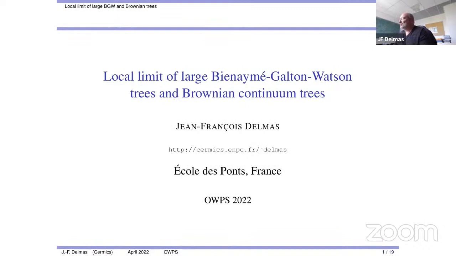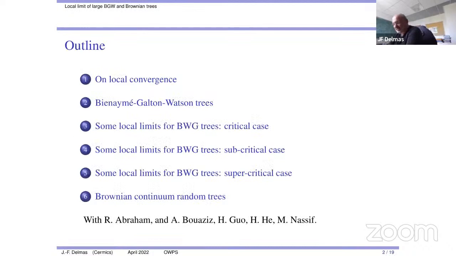Okay, so I will present a kind of survey on the Galton-Watson trees conditioned to be large, and we will see all the different possibilities and in a sense some universality of the limit in some cases, and then we will go to the continuum analog of the Galton-Watson trees, which are the Lévy continuum trees, and we will give a focus on the Brownian case. Okay, so this is a joint work with Romain Abraham and also with Boazis, Bouoré, and Nassif.